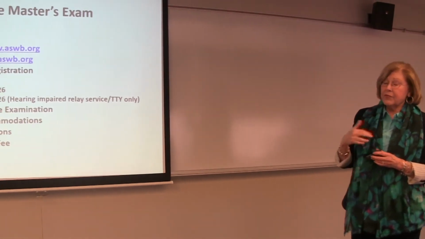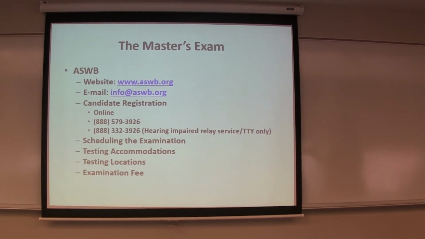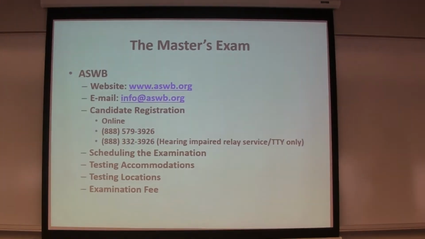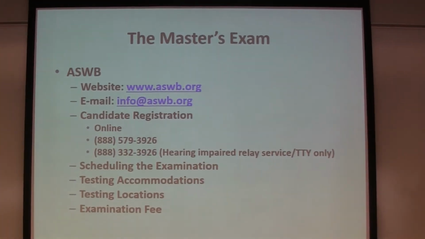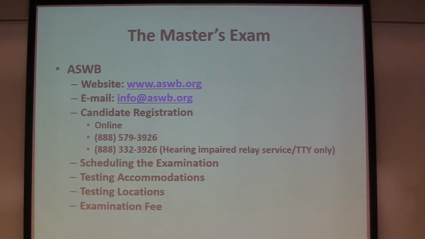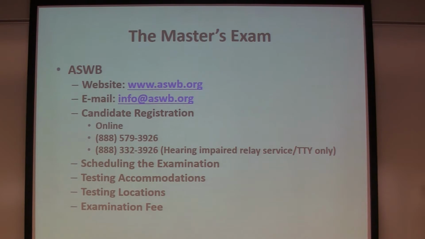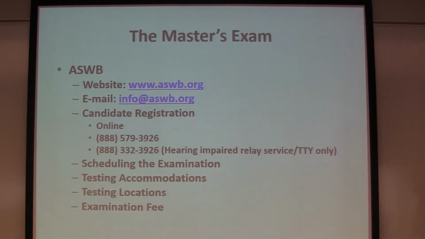So after you receive approval, and this is with any state, you're going to then register to take the master's exam. And you're going to contact ASWB, and there is their website, and there is their email information. And candidate registration, you can do it online. Those are the phone numbers. If you're hearing impaired and have TTY, you can call that number.